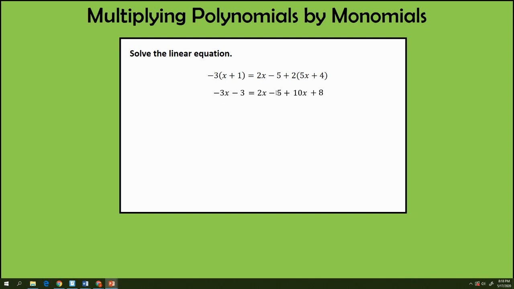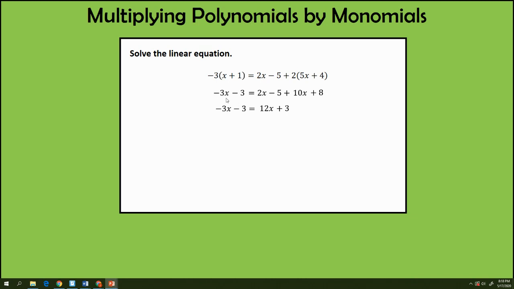All right, so the next process here is going to be to simplify the right side of my equation. So the left side will stay as is. The right side, now I got 2x and 10x. These are on the same side of the equal sign, so we're going to combine them together. 2x and 10x, that's 12x. And then the other like terms are the numbers, the constants. Negative 5 and 8, that's plus 3. So the right side is now 12x plus 3. The left side is negative 3x minus 3.